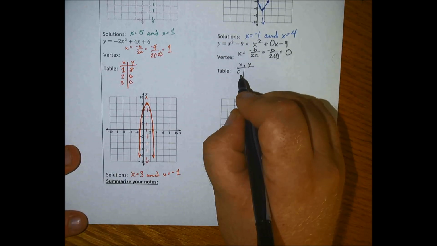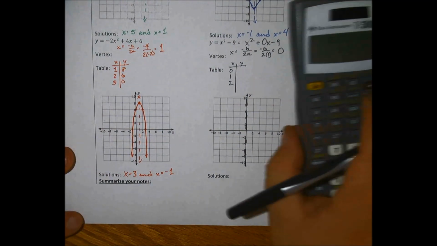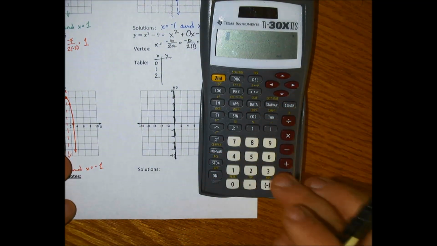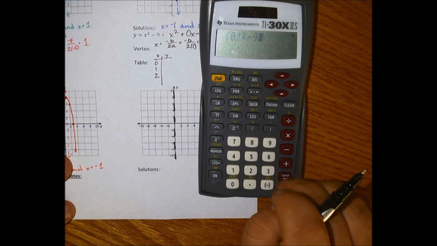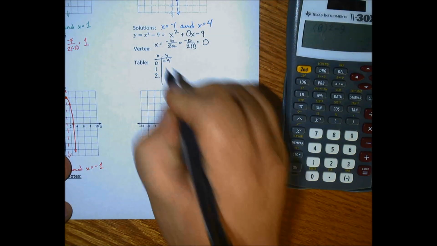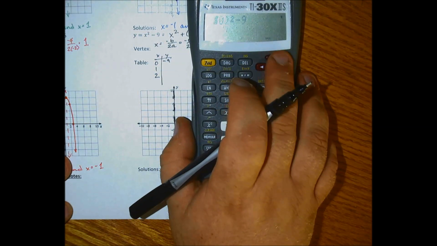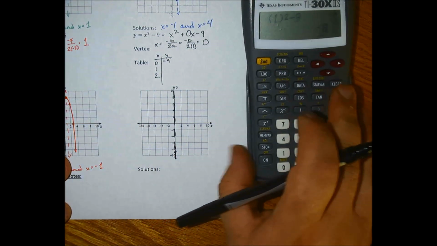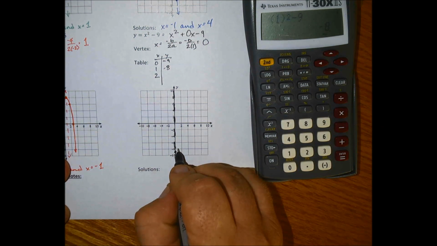Let's plug in 0, and let's go 1 and 2. So 0, 1, and 2. So let me get this in here. We're going to go 0 squared minus 9. Tough one, huh? Negative 9. I saw that coming. So at 0, it's negative 9. What about at 1? Again, this is probably one that you could do in your head, because 1 minus 9 is negative 8. So at 1, it's negative 8.